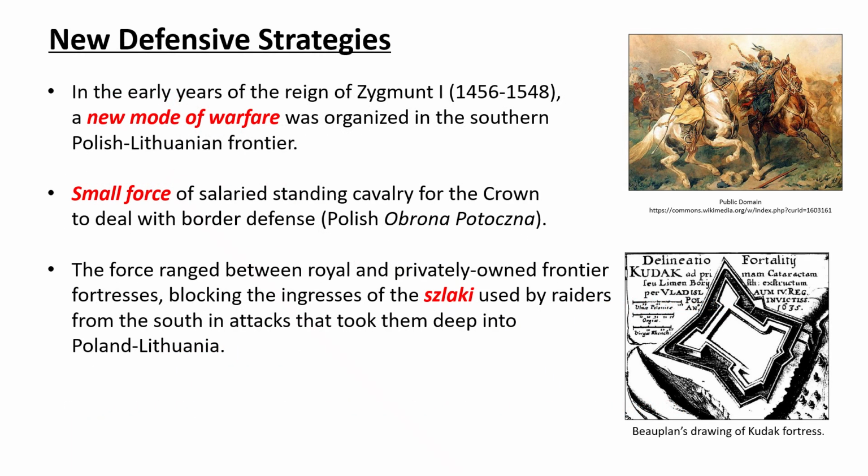The Schlock routes across the Pontic steppe figured heavily in development of new defensive strategies to counter slave raids from the south through the wild fields into Poland and Lithuania. In addition to the establishment of a salaried standing cavalry, border defenses were often bolstered by privately owned frontier fortresses located along Schlock routes.